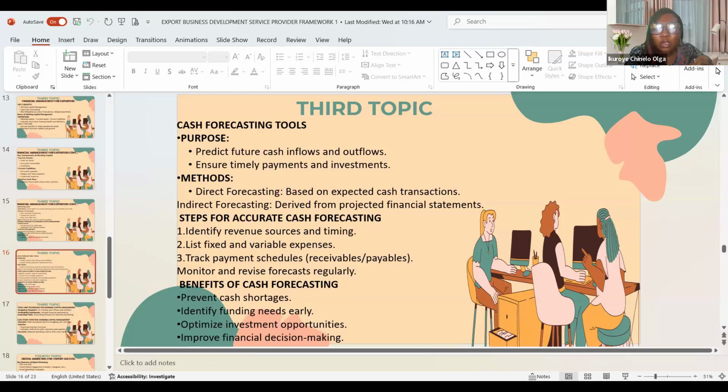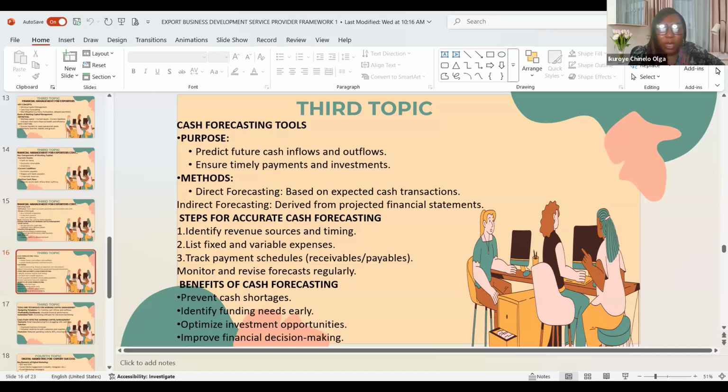While for indirect forecasting, there are steps for accurate cash forecasting. You need to identify revenue sources and the right timing. You need to list fixed and variable expenses. You need to track payment schedules, your receivables and payables. That's what your accountant needs to do for you. Then you need to monitor and revise forecasts regularly. You can do it monthly. It's good to do it monthly, so you are aware of what is happening in the business.